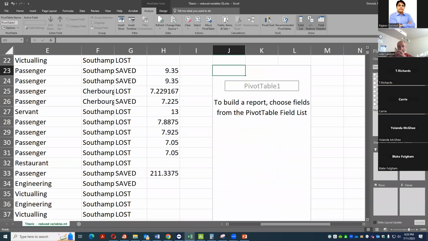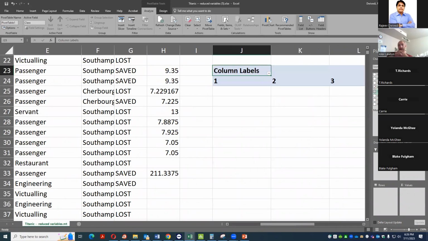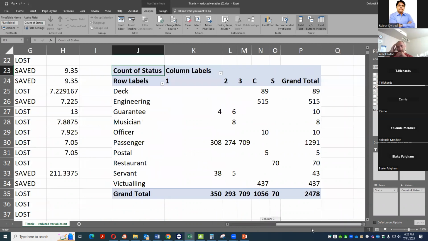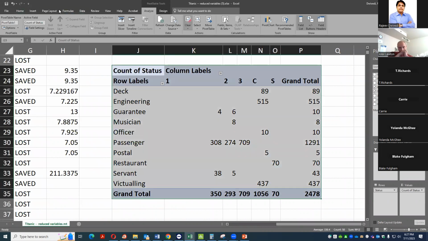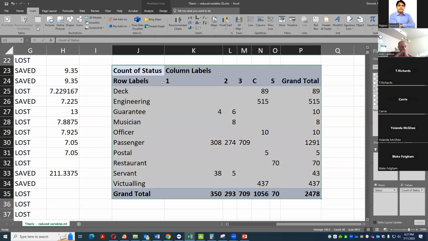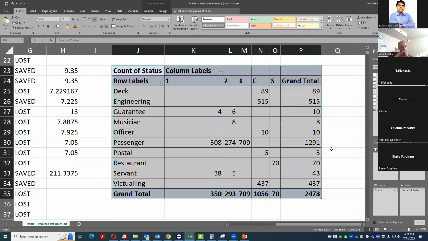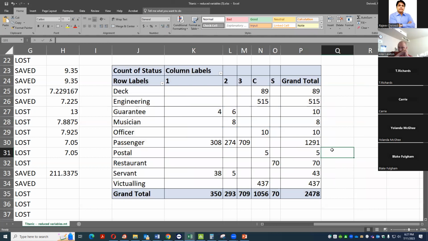Now I have to select what should be the column. Let me put class here. Let me put status in this, and then I can get the contingency table of my Titanic data. Here, insert, and I can put home, I can do the boundary. Okay, so this is my contingency table based on the data that I was just using.